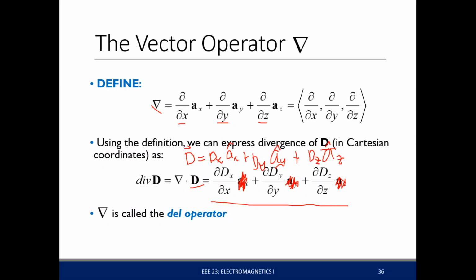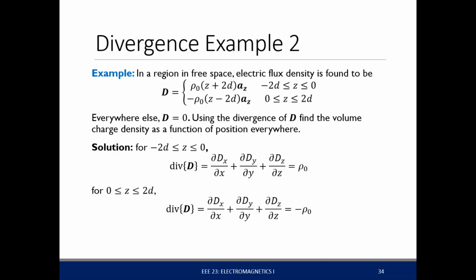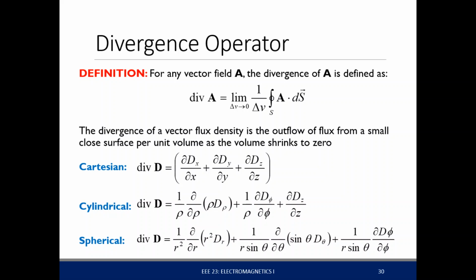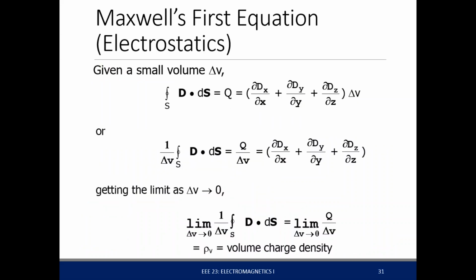So it's a partial derivative of your x component with respect to x plus the partial derivative of your y component with respect to y plus the partial derivative of your z component with respect to z. Okay? This is the divergence. It's what we got. That's what I showed you in the previous lecture. For the Cartesian coordinate, this is the divergence.